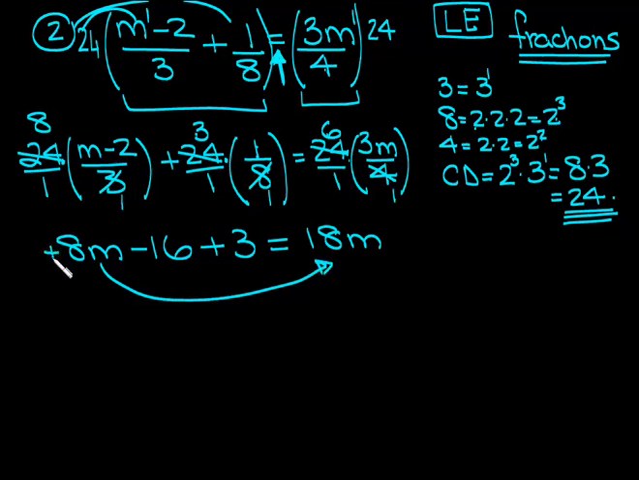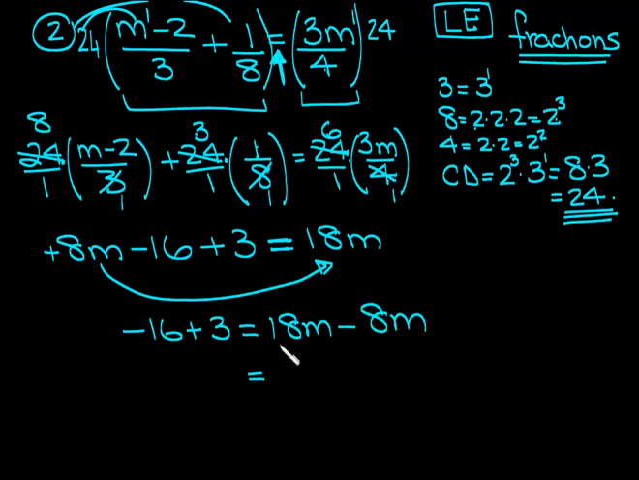So it's a positive 8m. When I move it, it'll become a negative 8m. Anytime you move things from one side of the equality to the other, you change the sign. So I get negative 16 plus 3, that stays on the left. I get 18m minus 8m. So on the right I can collect these terms.